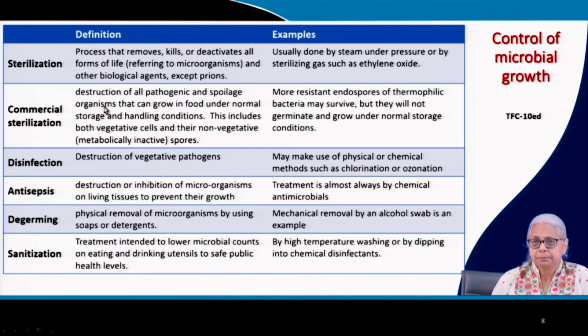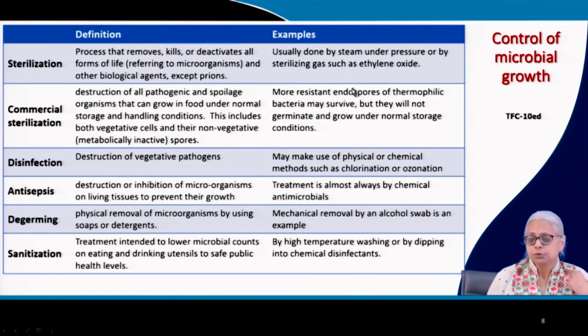Then we come to commercial sterilization. Now, food which is packaged is often sterilized on a commercial basis. So you want to destroy all life forms within the food prior to packaging it. So destruction of all pathogenic and spoilage organisms that grow in food under normal storage and handling conditions is called commercial sterilization. It includes destruction of both vegetative as well as non-vegetative spores and cells.